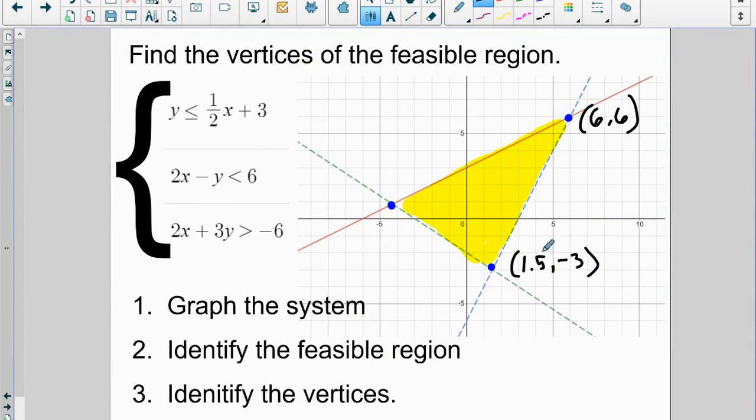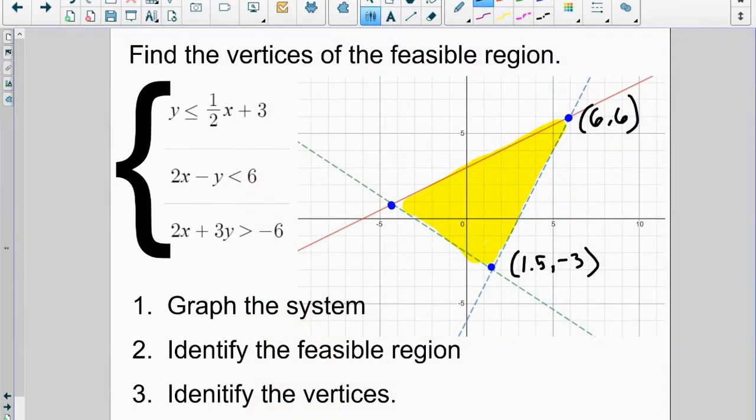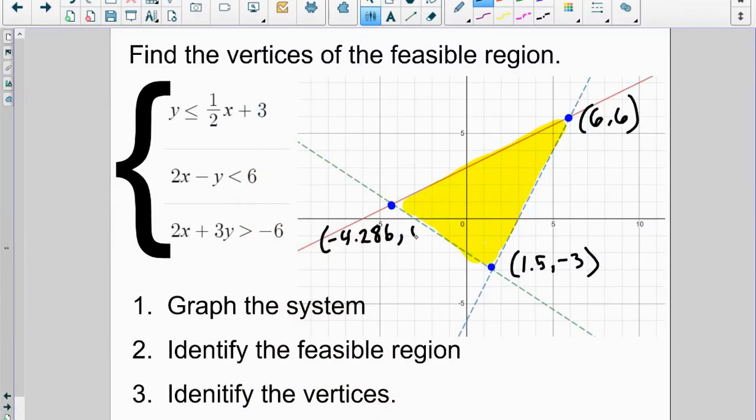And I saved that third one for last because that's the hardest one. It's got all these digits. So -4.286. And we don't want to round on this. We want to give exact values, 0.857. All right, so that, of course, is that vertex. So we have 3 different vertices, and we have found them using graphing technology.